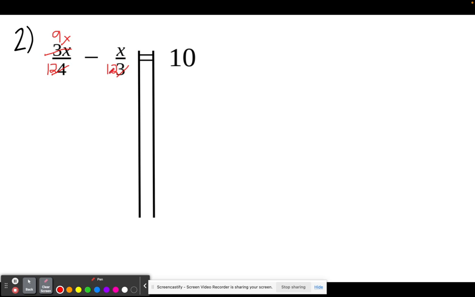How did I get from 3 to 12? Multiply by 4. 4 times x is 4x. Now I have 9x minus 4x, and that gives me 5/12x. Here's 5x/12, I should say, equals 10. Now the easiest way to get rid of the 5 and the 12 is to multiply by the reciprocal, 12/5.